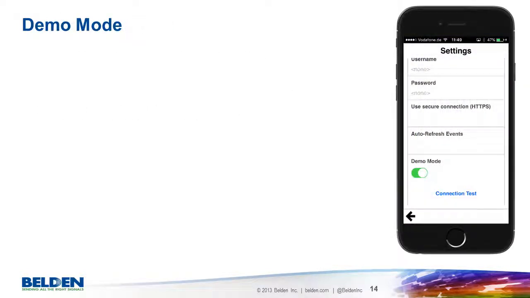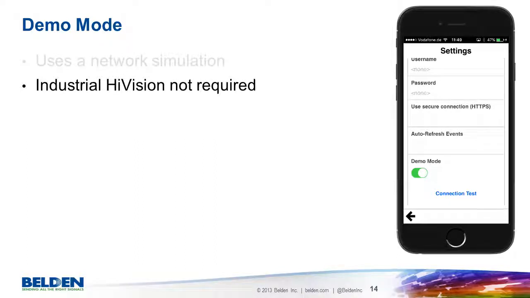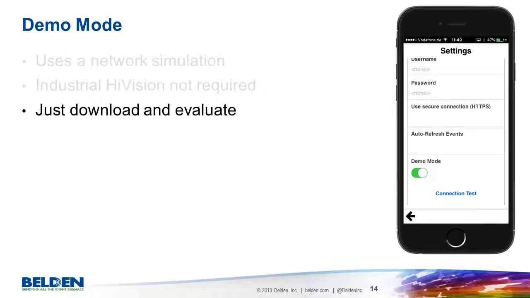We've almost reached the end of the video. If you are interested in HiMobile and would like to try it out, there is a demo mode available. The demo mode uses a simulated network. The simulation is based on a real network with real IP addresses which we keep online. So the simulation is quite realistic. As this is a demo, Industrial HiVision is not required. Download HiMobile and start your evaluation. No effort is required for configuration. Just go to the Settings menu and enable the demo mode.